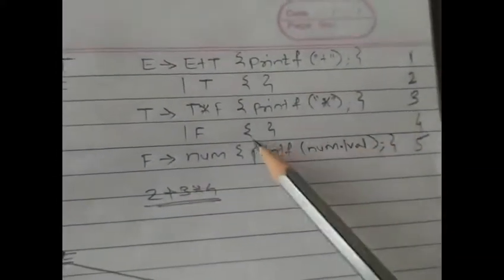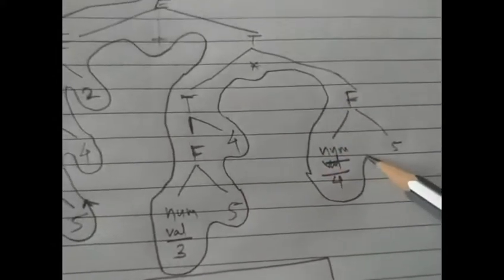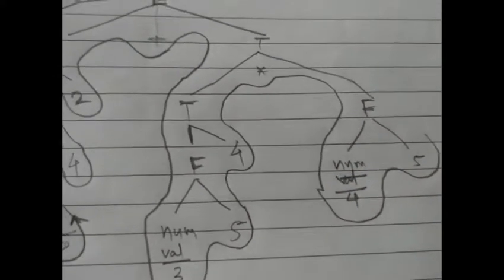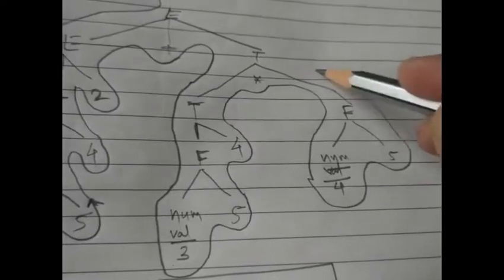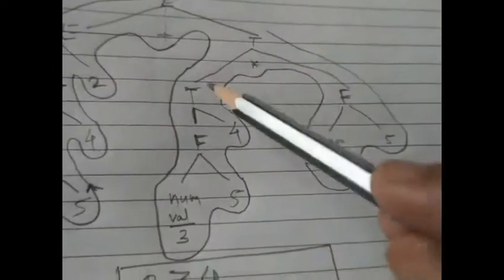Then what is semantic action number 4? Semantic action number 4 is do nothing. So don't do anything and just move to the next. Here we will be coming to semantic action 5. Again print the num value. So num value is nothing but 4. So just go upward. Now here what we have, T star F.